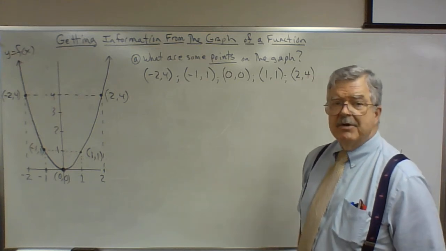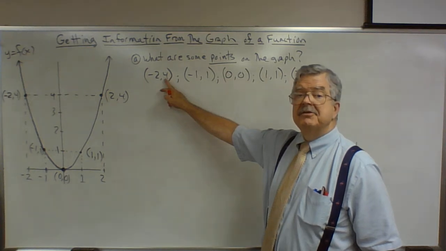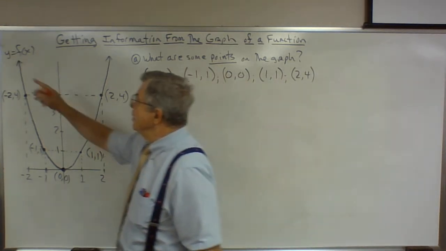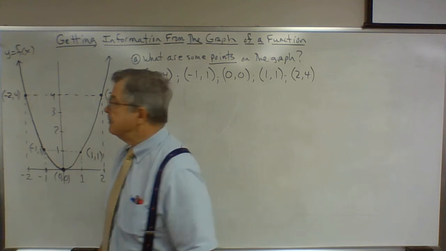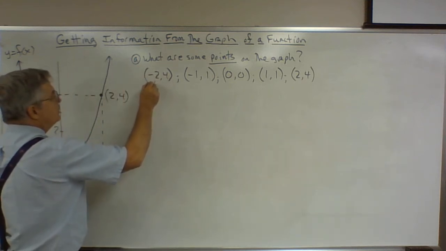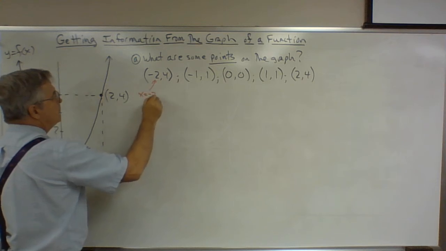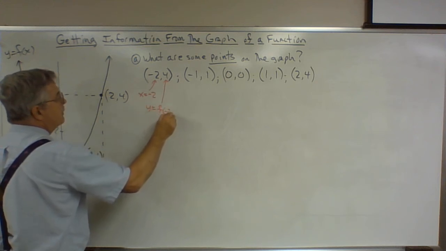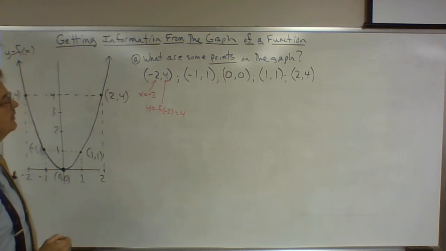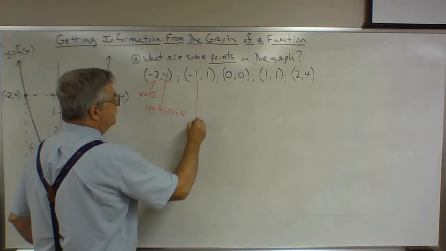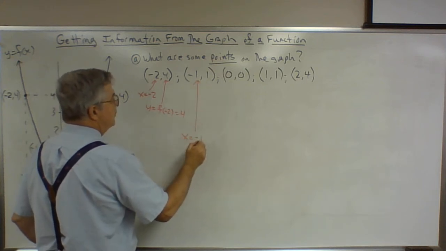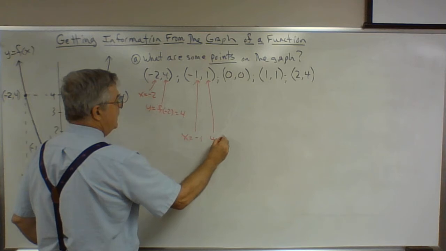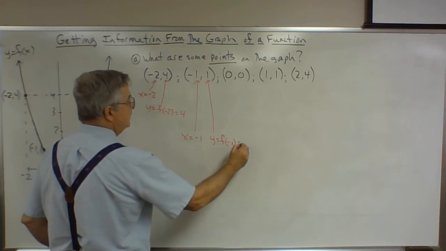And remember, as far as ordered pairs go, the second number of an ordered pair represents the y coordinate. But y and f of x are the same thing. So let's see. We could say that this is x equal negative 2, y equal f evaluated at negative 2, which is 4. Here we could say x equals negative 1. And this is the y coordinate, y equals f evaluated at negative 1, which is 1.